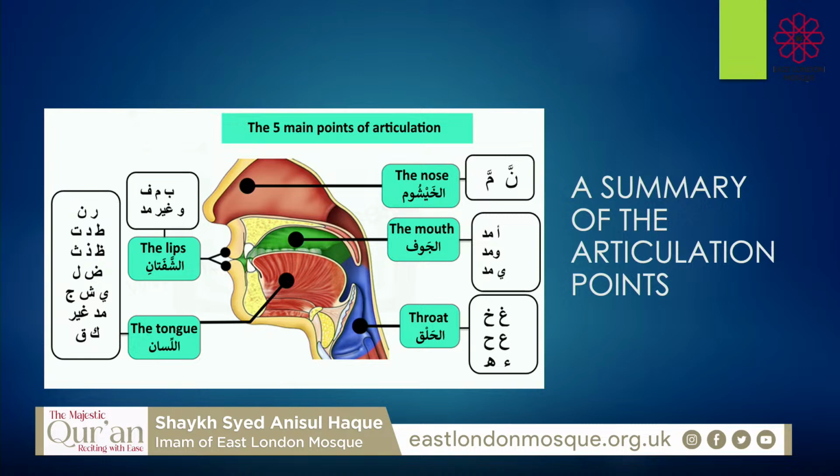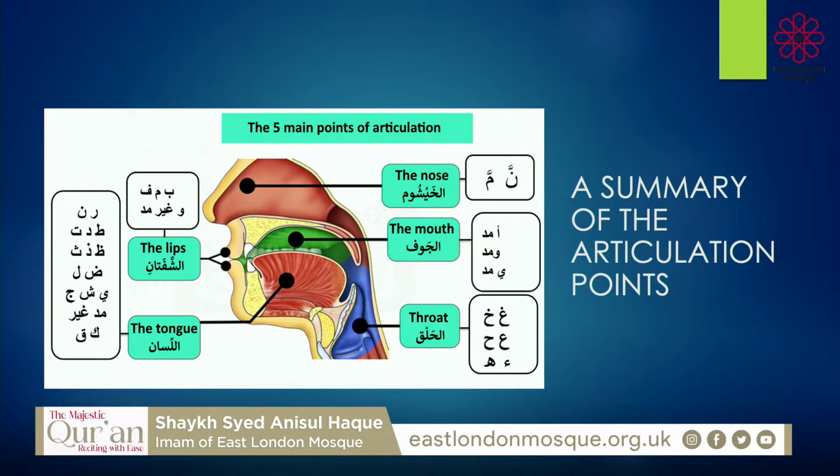Then we have two other points. One is the lips. From the lips we have four letters: ba, mim, fa, and waw. These are the letters of the lips, because you are using a part of the lips to pronounce them. And the rest of the letters fall under the category of the tongue. You are using different parts of the tongue, for example lam, noon. If the tongue is touching the palate, regardless of which part, it is classed as a letter of the tongue. This is how we summarize the five groups of the articulation points.